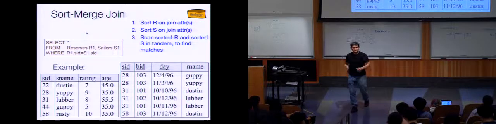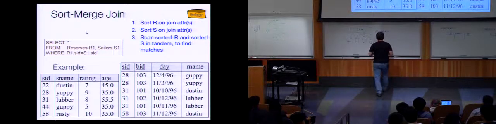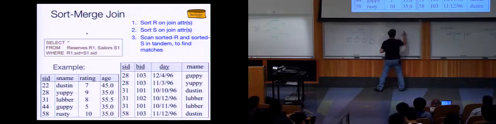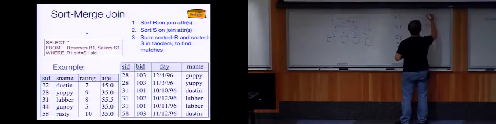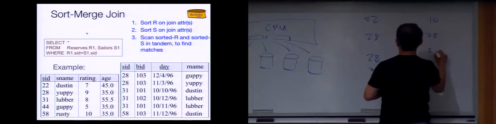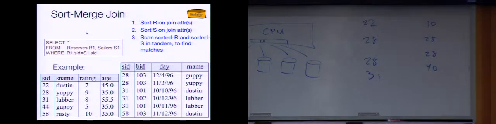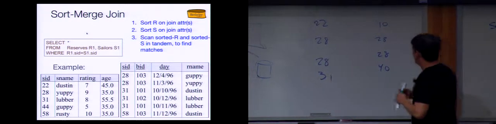Question? What if both sides have 28s? It's going to be exactly what I just said, which is nested loops join. So let's say we have 22, 28, 28, 31, and on the other side, actually for fun, 10, 28, 28, 40. How many tuples with 28s in them should there be in the output, for starters? 4, right?